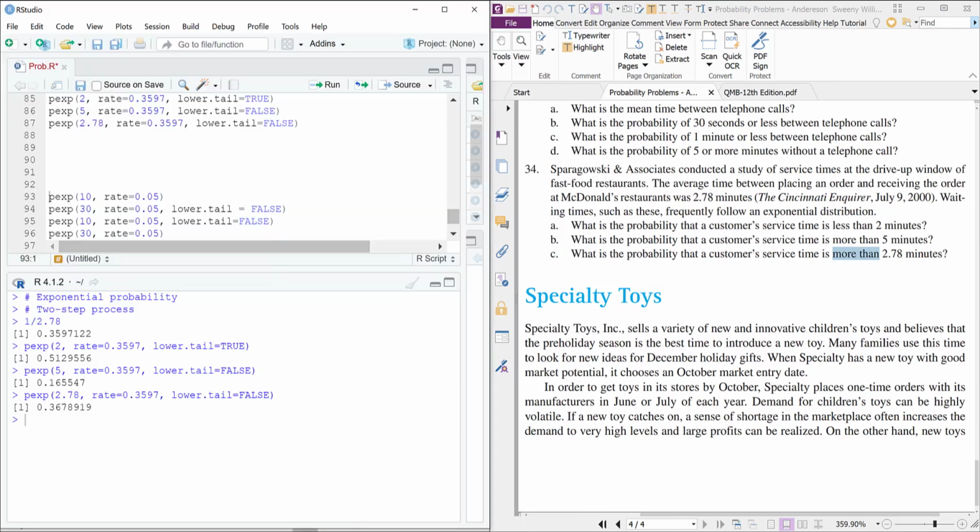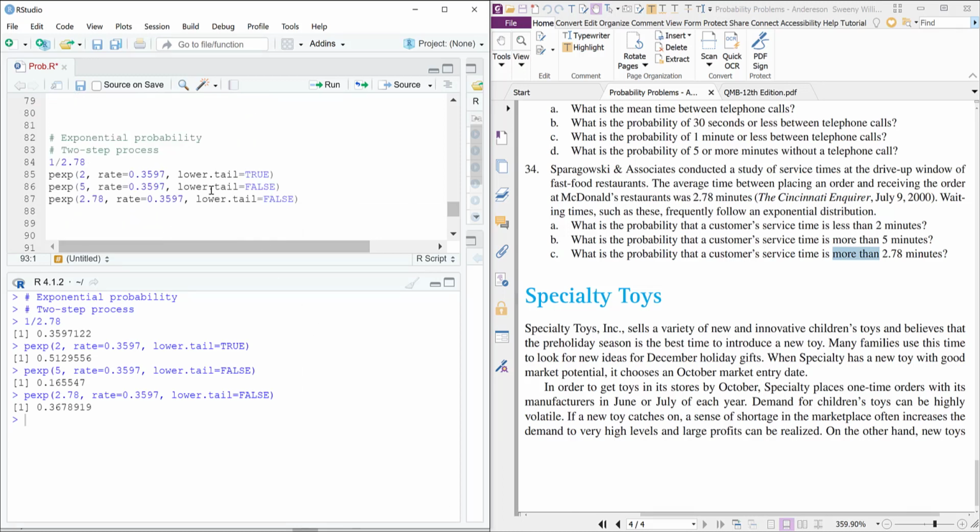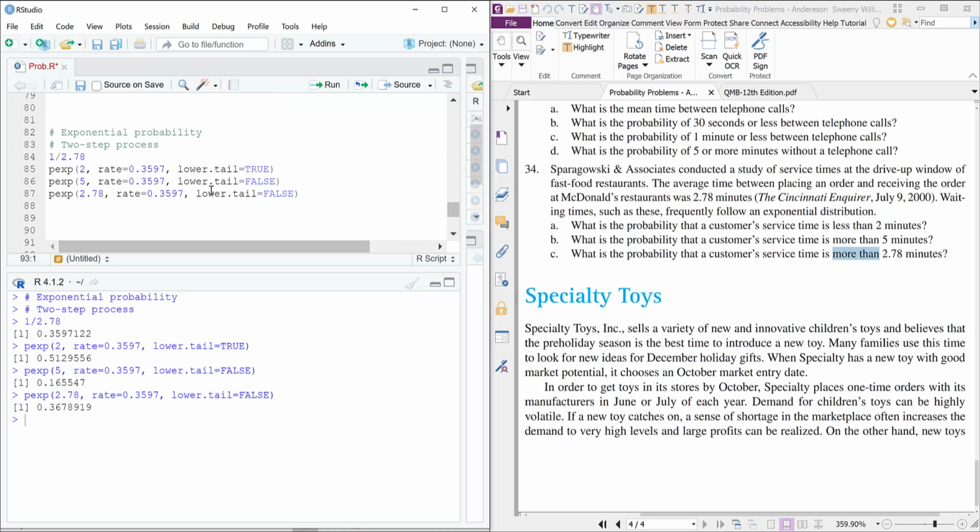So this is about exponential probability. I will repeat it very quickly. Exponential probability in RStudio comprises 2 steps. In the first step, we will take the inverse, that's 1 over the mean time, and in the next step, using that value as the rate, and also using the appropriate lower tail as true or false, that will give the exponential probability.